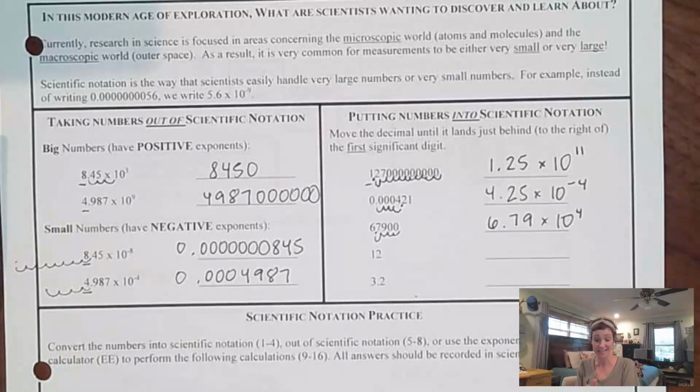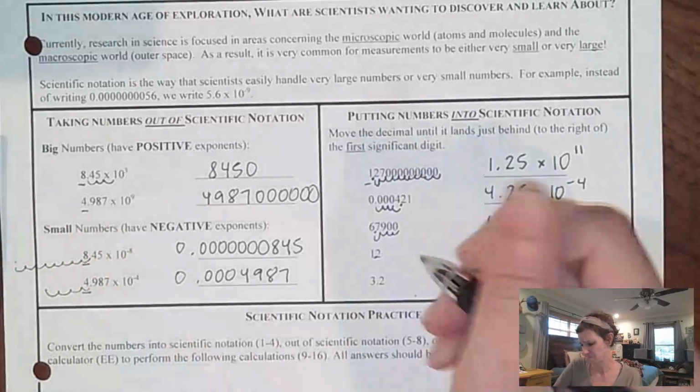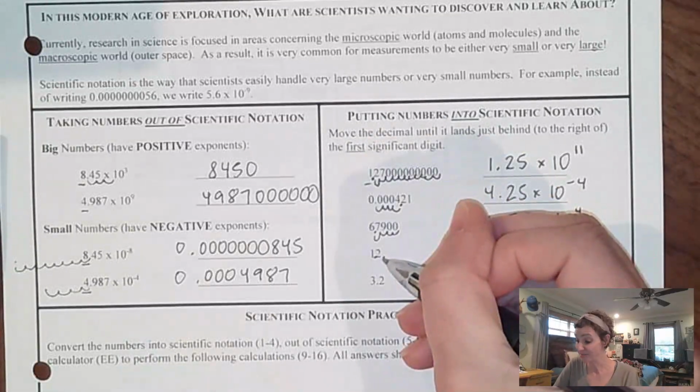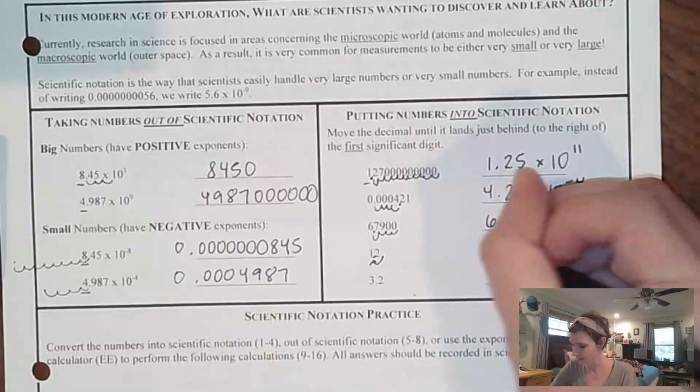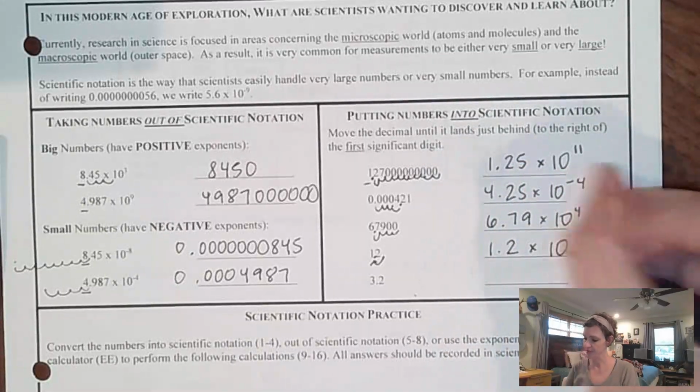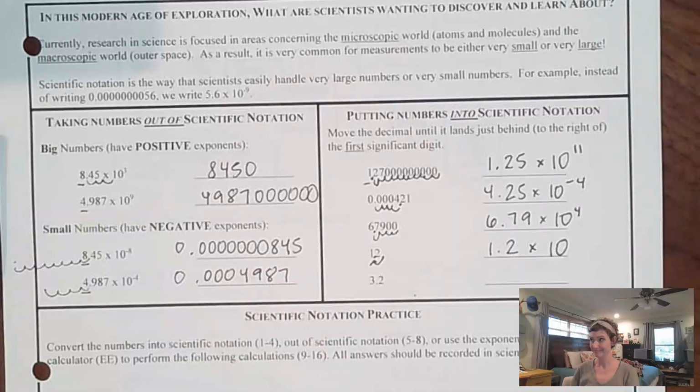Still just got to move that decimal to one place behind the first significant digit, which is going to be right behind that 1. It's starting behind that 2. I am moving it 1 place. That's okay. Not a big deal. We go 1.2 times 10 to the, I moved it 1 place. Well, is it positive or negative? Big is positive. Small is negative. Well, it's definitely not small. It's not big, but it is a number that is bigger than 1. So it's going to be a positive exponent of 1.